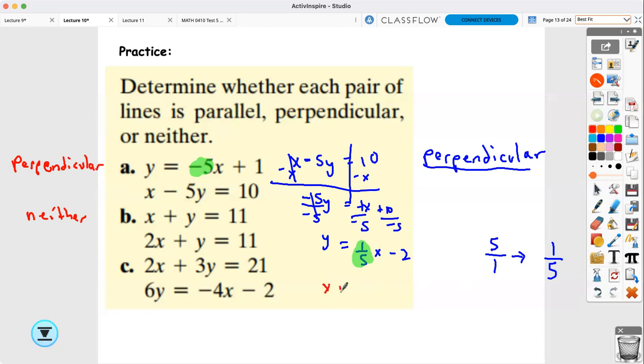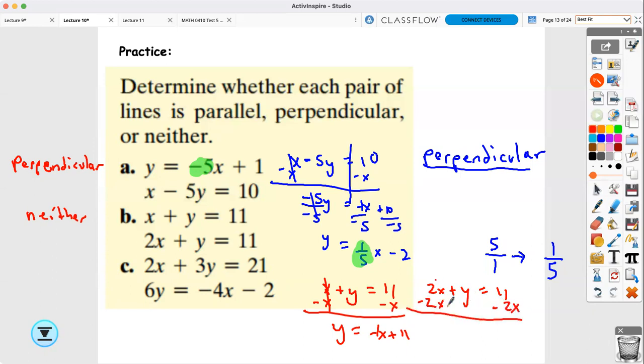So we have X plus Y equals 11. We're gonna get Y by itself. So subtract X on both sides. So then we get Y equals negative X plus 11. So right there, M is -1, right? It's next to X. Now I'm gonna go ahead and do the second one, 2X plus Y equals 11. Subtract 2X on both sides, right? Because we want to get Y by itself. Then we get Y equals -2X plus 11.